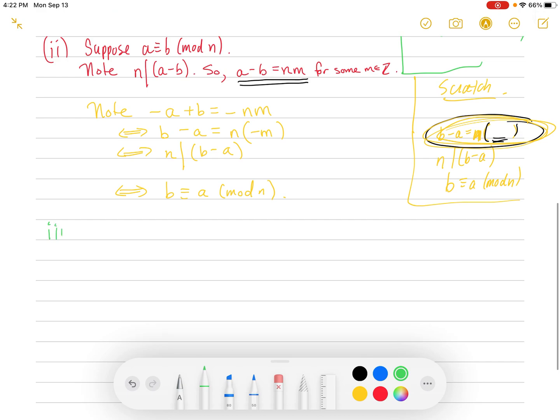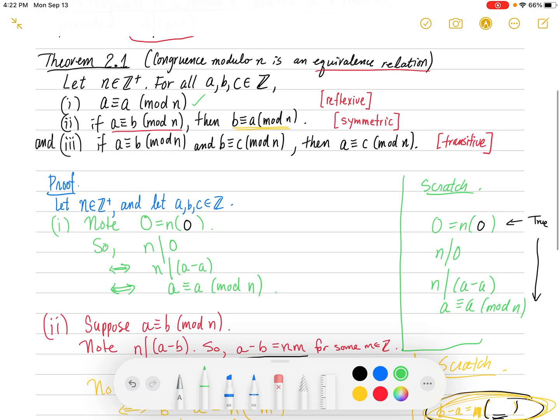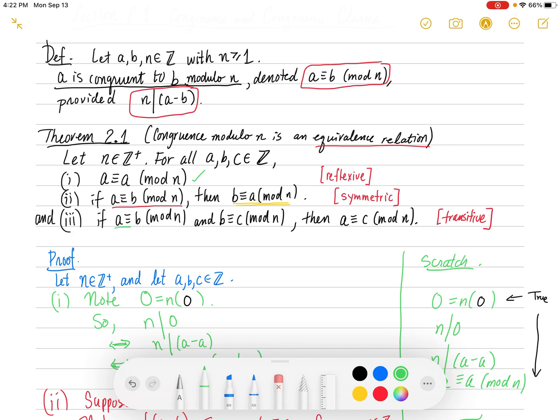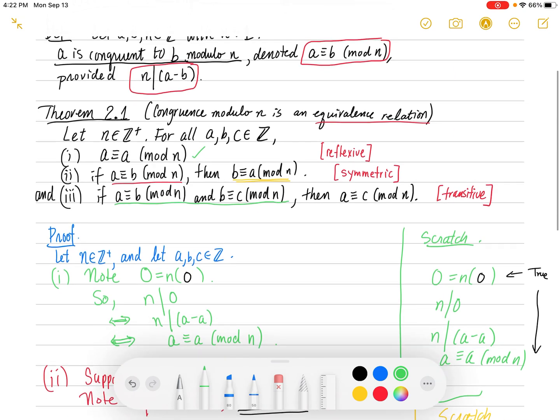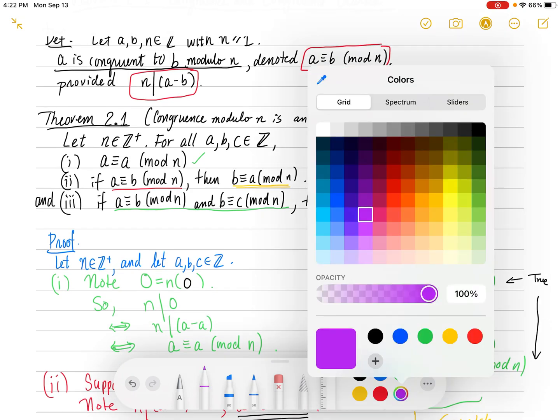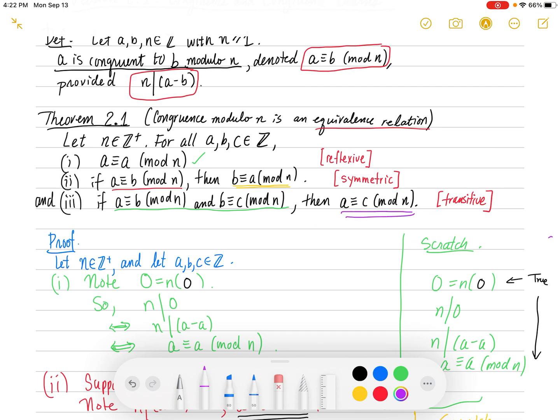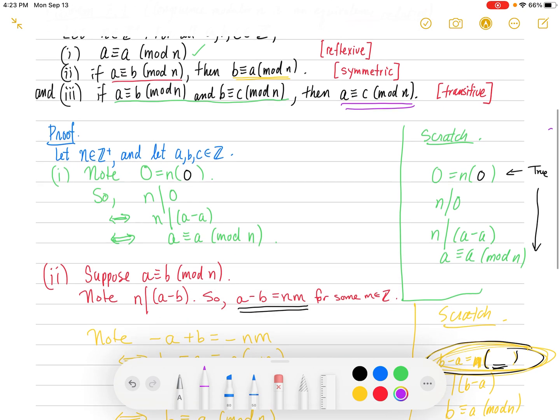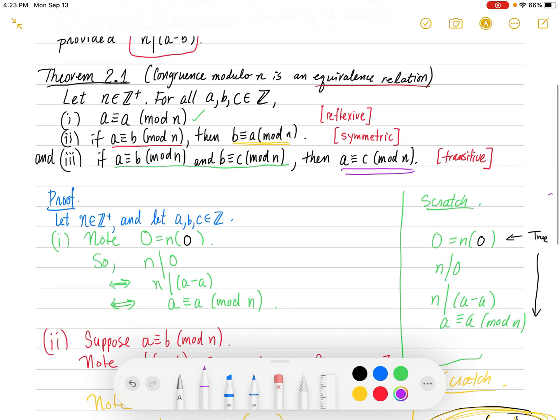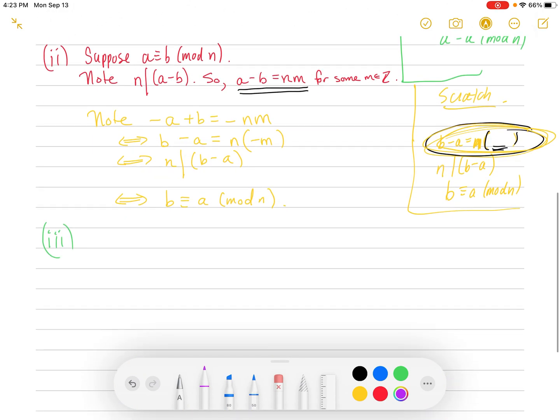So we have one more property to prove. That's property 3. Property 3 is called the transitive property. So here we're going to assume this green stuff. If a is congruent to b mod n and b is congruent to c mod n, then we want to arrive at what's in purple here: a is congruent to c mod n. So let's assume the green. Let's suppose a is congruent to b mod n, and b is congruent to c mod n.